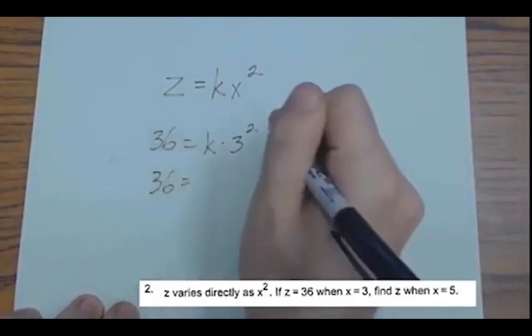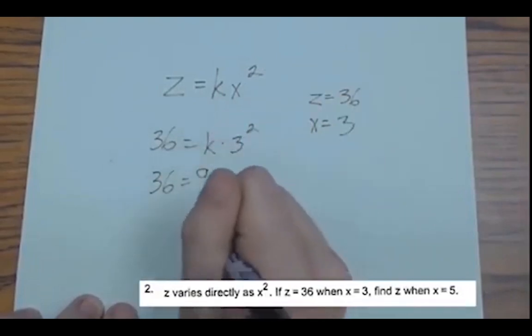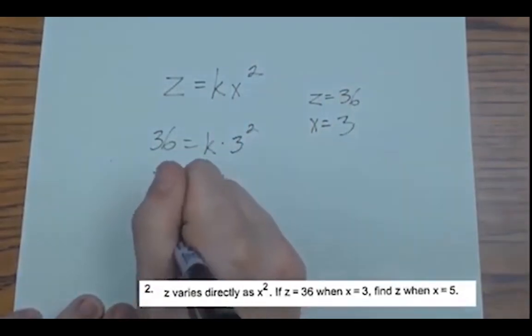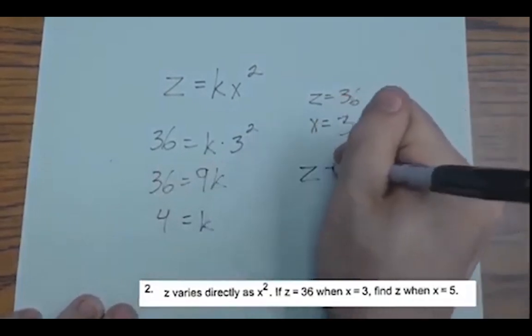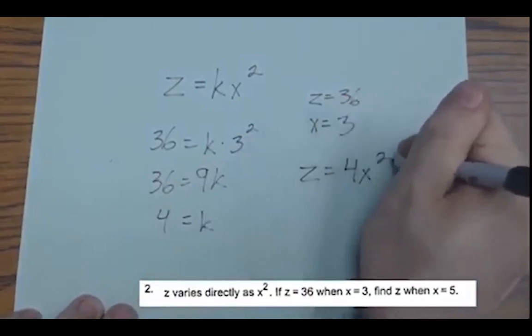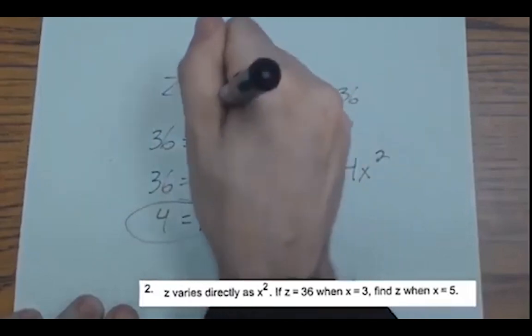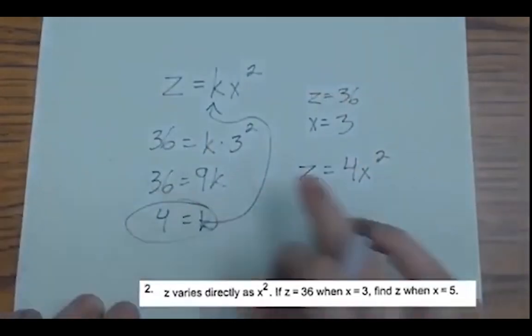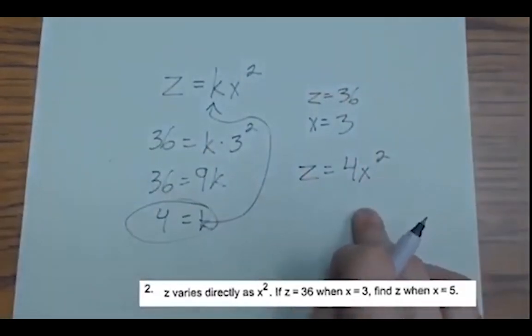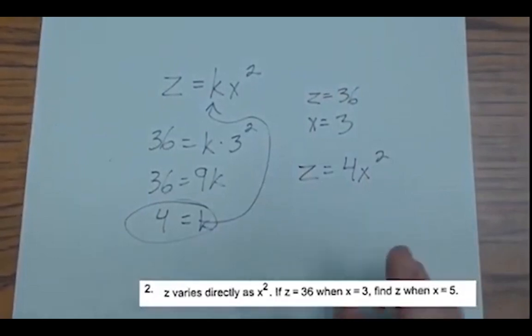Plug in 36 for z, and plug in 3 for x. So 36 is 9k. Divide both sides by 9. We get k equals 4. So z equals 4x squared. We take that value for k, plug it right back in to get our direct variation equation. So there is proportionality at work, but we solve it using the variation equation.